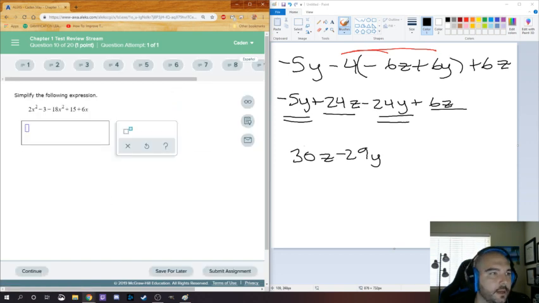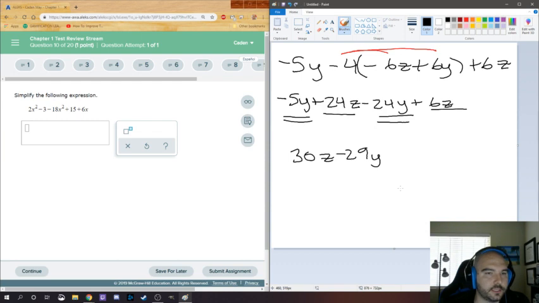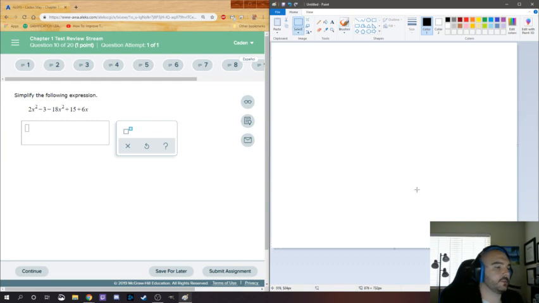Okay. Another one. This one doesn't have two kinds of letters. It has x, but it does have different terms. It has x squareds, numbers, and regular x's, and those are different from each other, so you got to be very careful about those. Let me just write it down real quick.